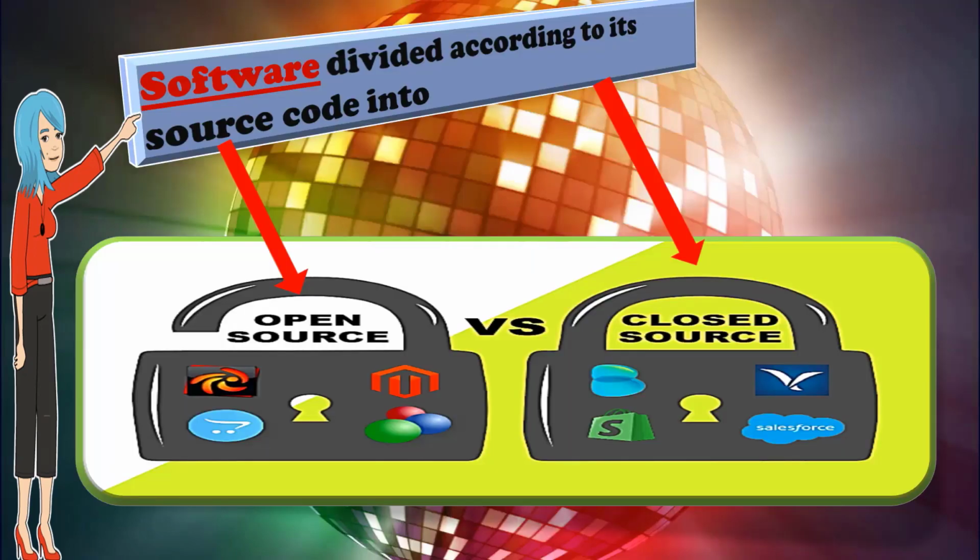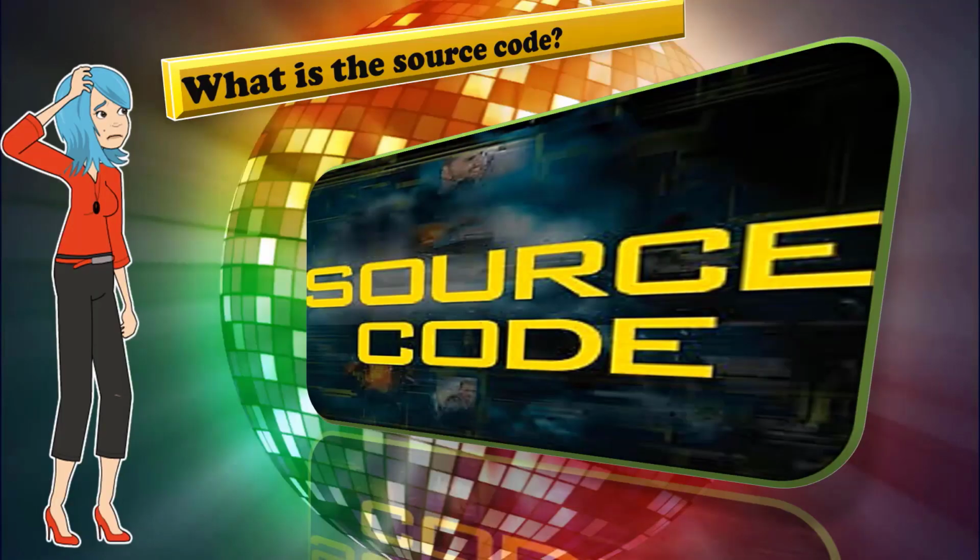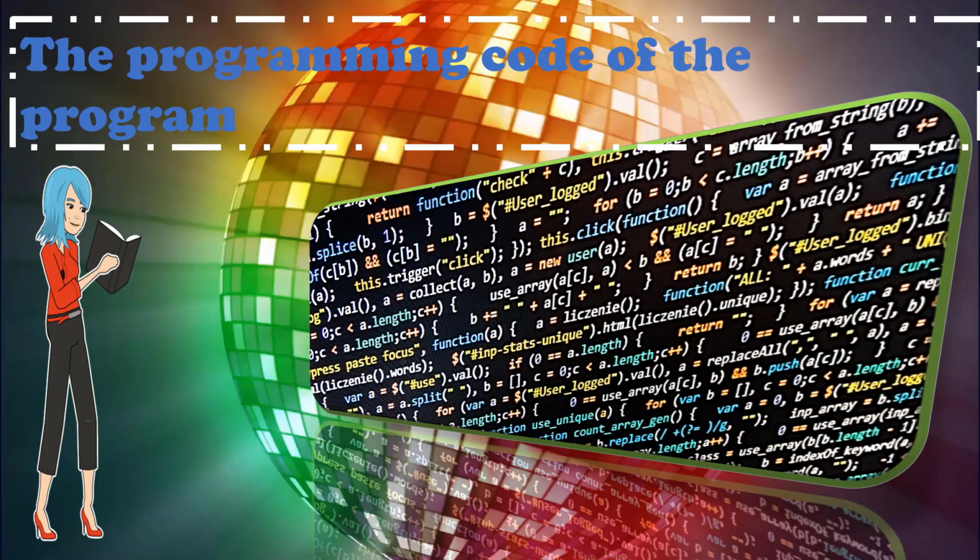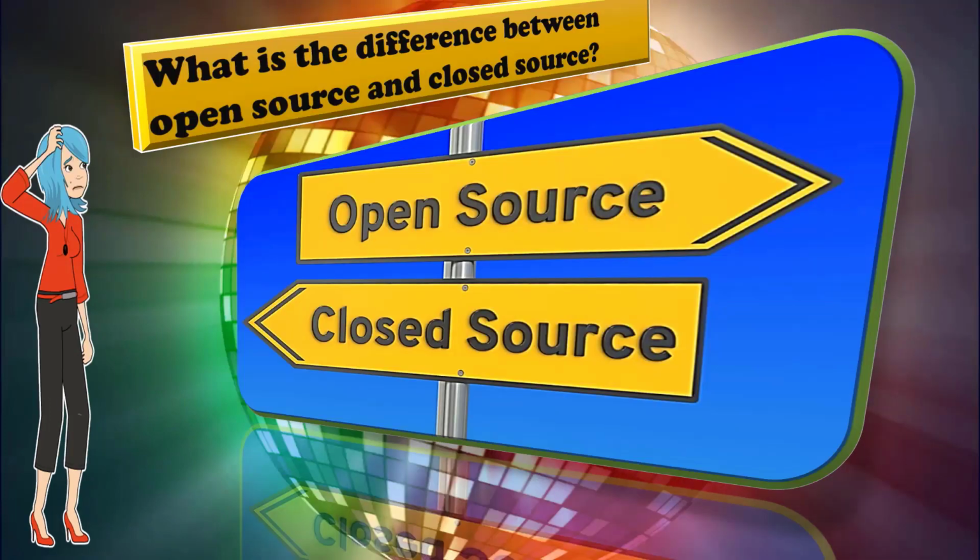Software is also divided according to its source code into open source and closed source. So what is the source code? The source code is the programming code of the program. Let's know what is the difference between open source and closed source.